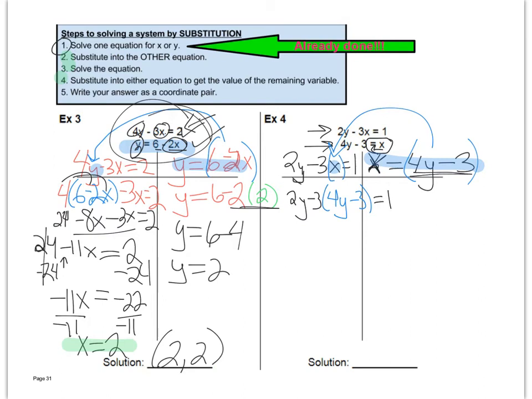So we have to distribute first. We have to distribute a -3, so be careful with your signs. So you get 2y, I'm just copying. -3 times -4y is 12y. And -3 times -3 is +9 equals 1. All right, so now I combine like terms. 2y minus 12y is -10y plus 9 equals 1.